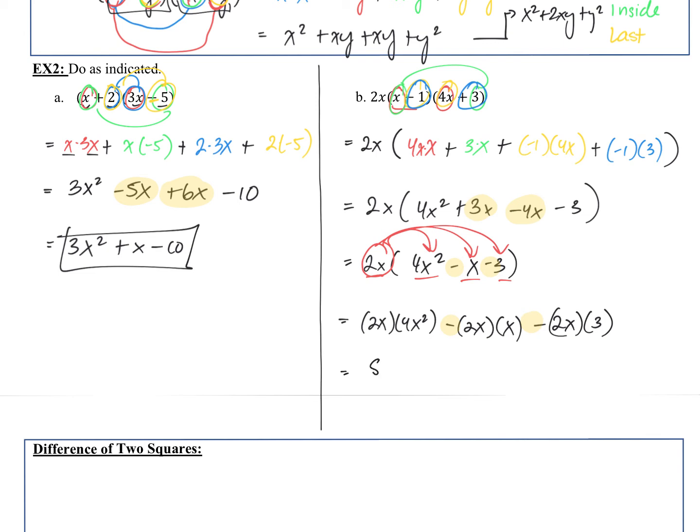Alright, so what do we have? We have 8x cubed minus 2x squared minus 6x. And we are done. No like terms, nothing else to multiply.